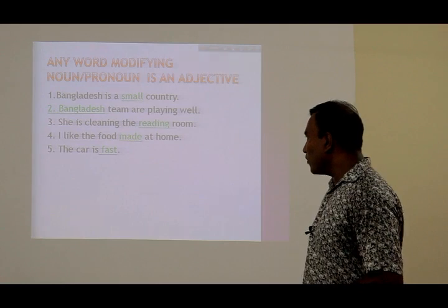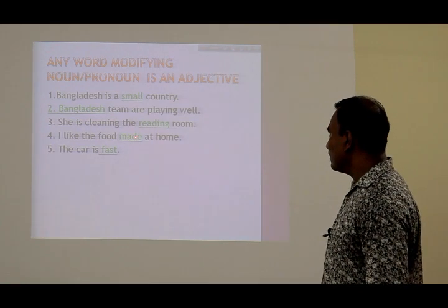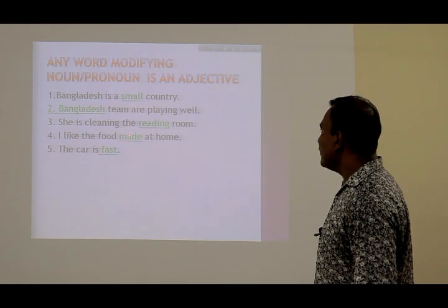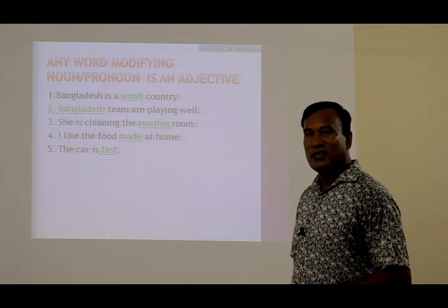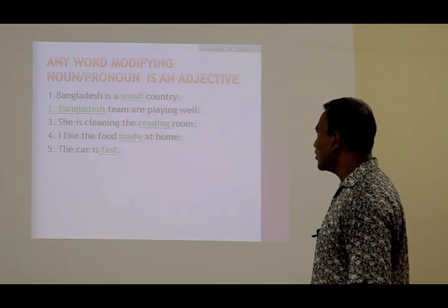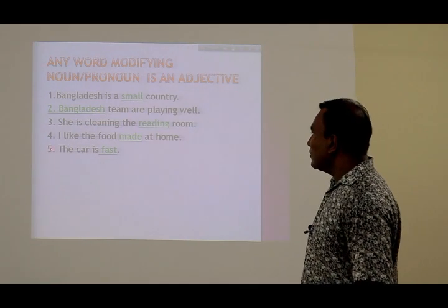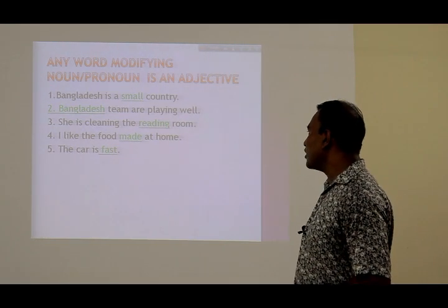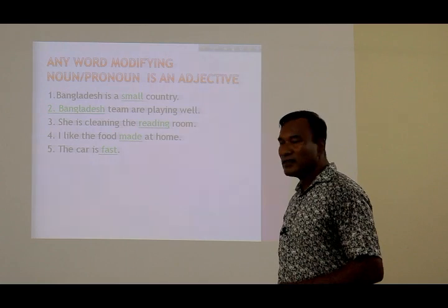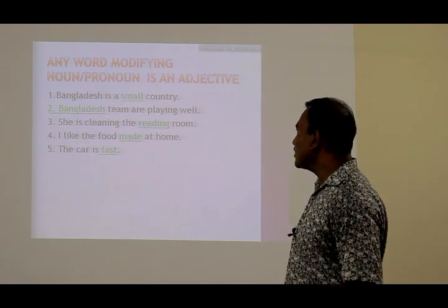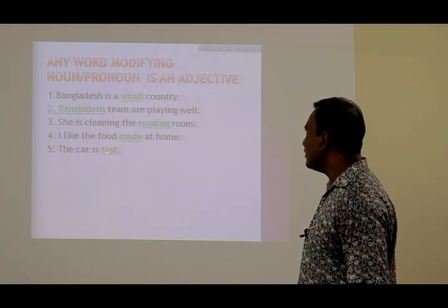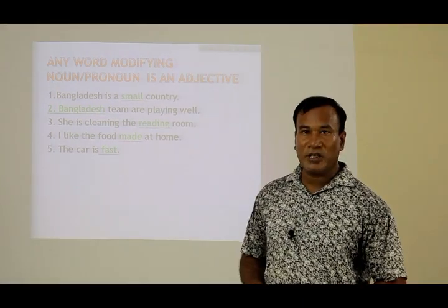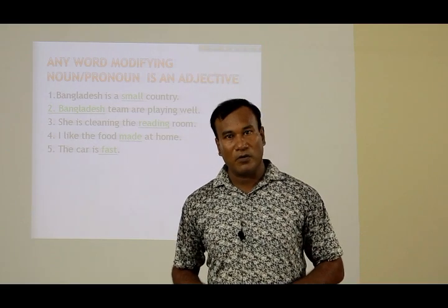In sentence number 4, I like the food made at home. Here made is not a verb. Made is giving information about the food. Where is it made? So made here is an adjective. Sentence number 5, the car is fast. Here fast is giving information about the car. Fast is telling us about the speed of the car. So fast here is an adjective. So an adjective gives information about a noun or pronoun.